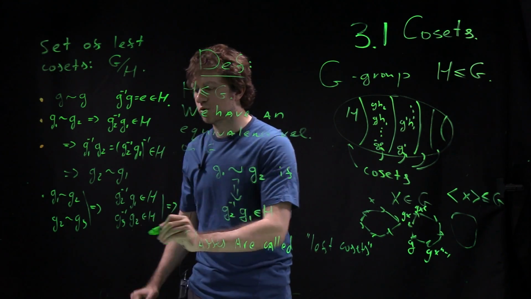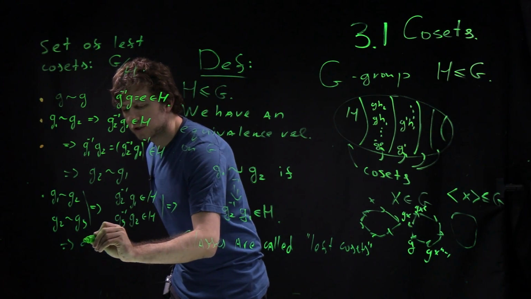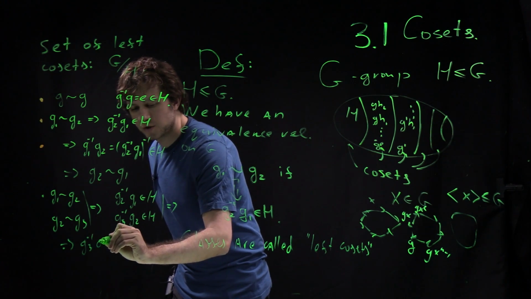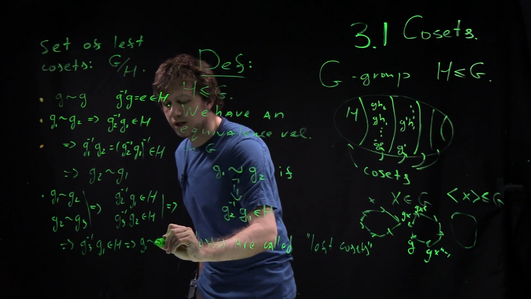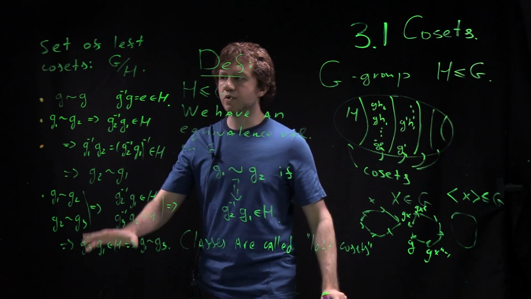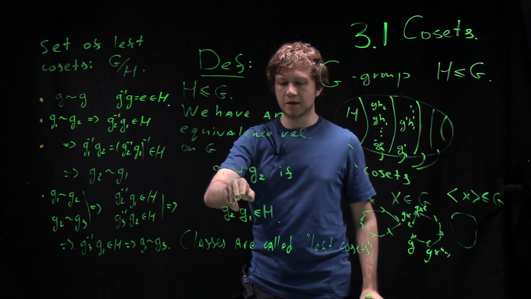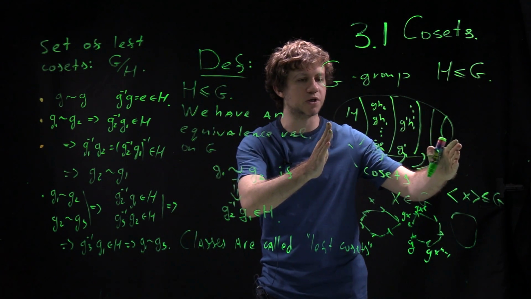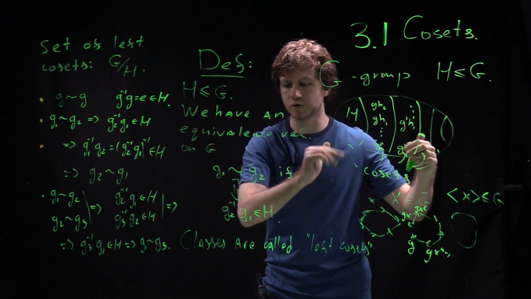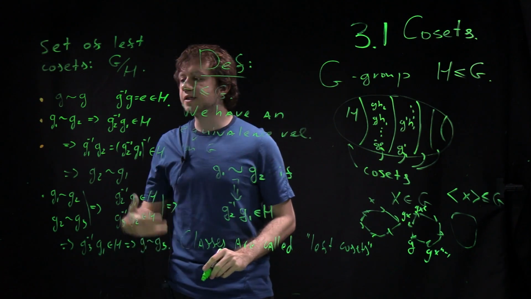So this is a subgroup, so we can multiply, and we get G3 inverse G1 is in H, so G1 is equivalent to G3, and this is called transitivity. So here I just proved that this is an equivalence relation, and so indeed I can partition my group into these conjugacy classes. And then I need a name for it.